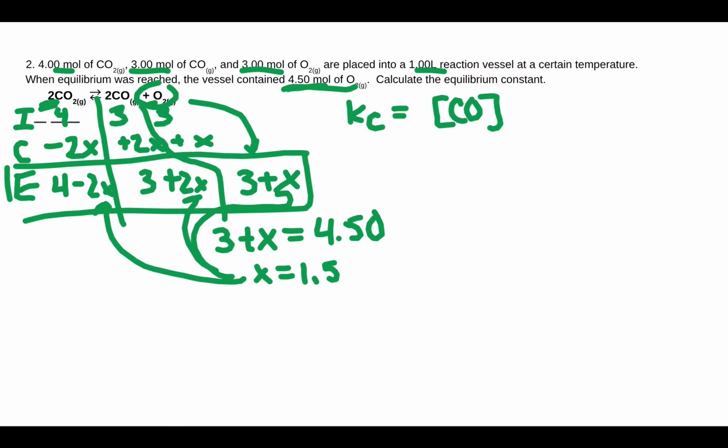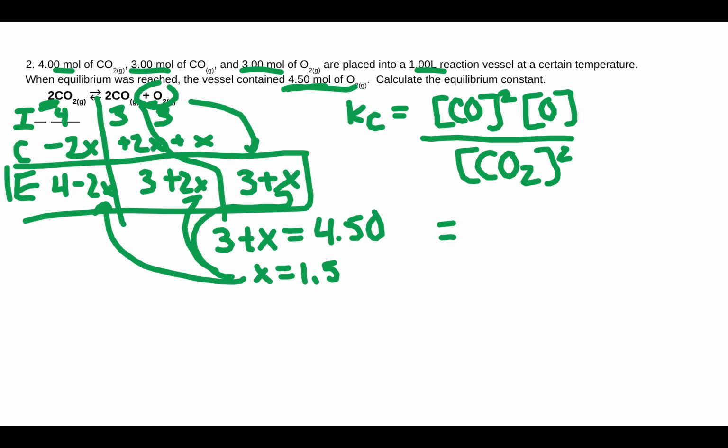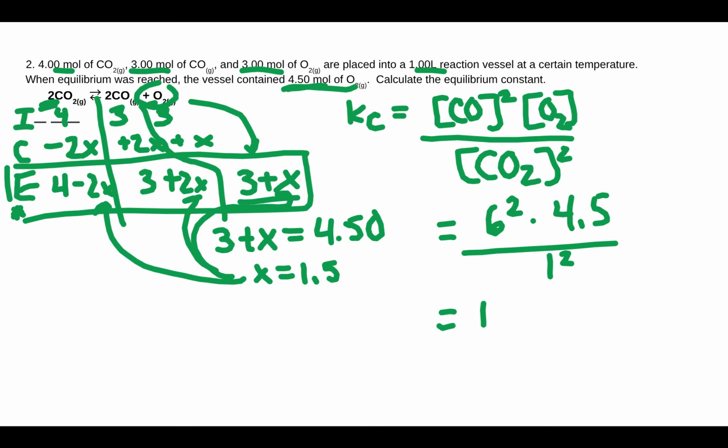So carbon monoxide squared times oxygen divided by carbon dioxide squared. So now that we have those values at equilibrium, we're going to go ahead and plug them in. So carbon monoxide is going to be 6 squared. This part here was 4.5, and your denominator ends up being just 1 squared. So we can plug that all into our calculator and we'll get 162. So that's our constant at equilibrium for this reaction.